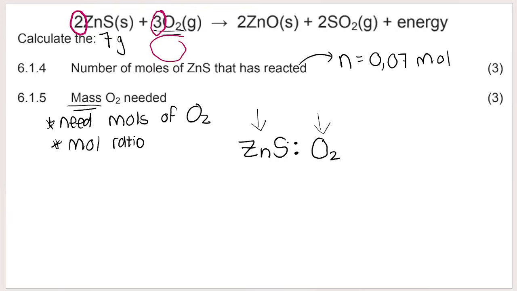So the two things that we put into the mole ratio, we write down like that. And the mole ratio is the big numbers in the balanced equation. So 2 to 3. So we always write down the formulas of the things in our mole ratio. Then we write down the mole ratio in its simplest form.